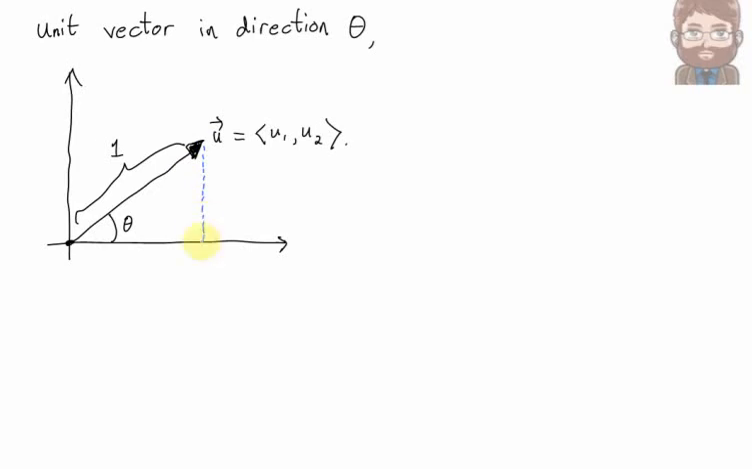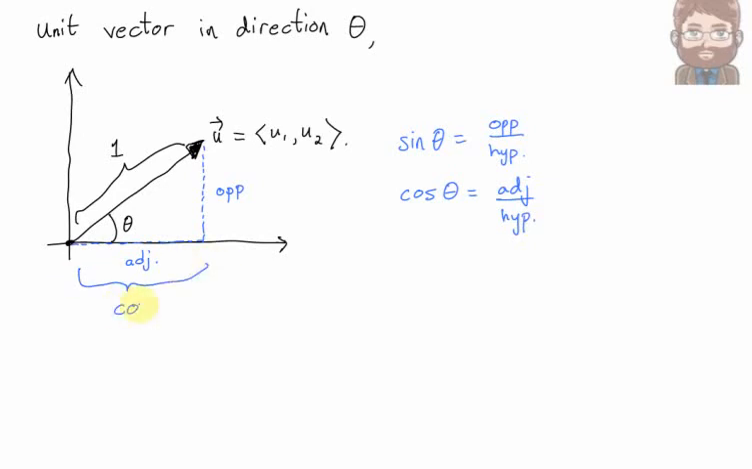Again, I'm going to take the terminal point, drop a line perpendicular to the x-axis, and I have a right triangle. Now I've got the side adjacent to theta and the side opposite from theta. We're going to use a little bit of trigonometry. Remember, to calculate sine of theta, it's the length of the opposite side divided by the length of the hypotenuse. To calculate the cosine of theta, it's the length of the adjacent side divided by the length of the hypotenuse. Since the length of the hypotenuse is 1, the length of the adjacent side is just cosine theta, and the length of the opposite side is sine theta.